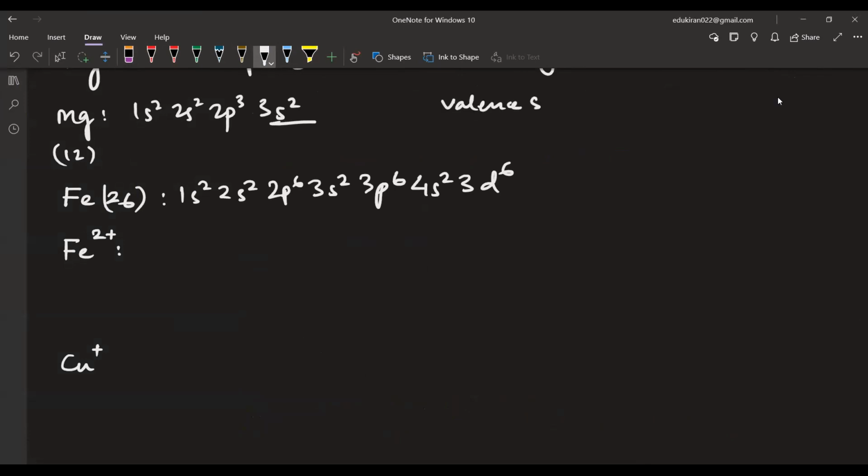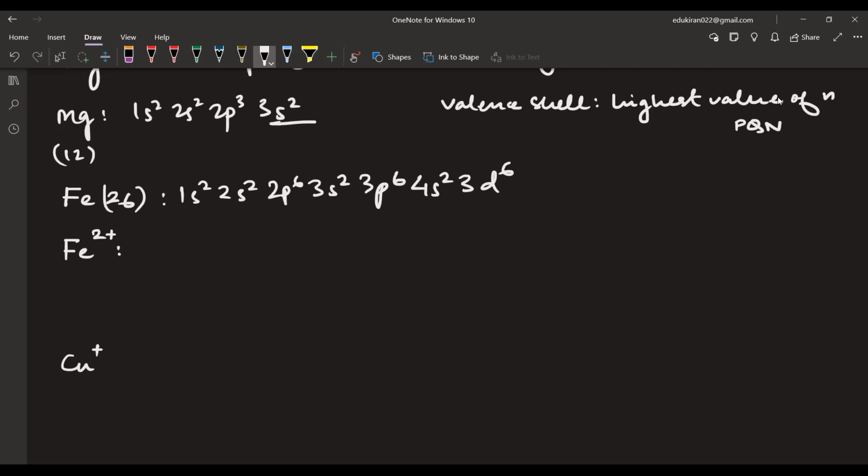Please write this, okay? Valence shell: the highest value of n, the principal quantum number. Highest value of n, that is the principal quantum number.